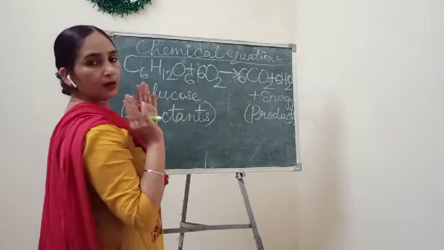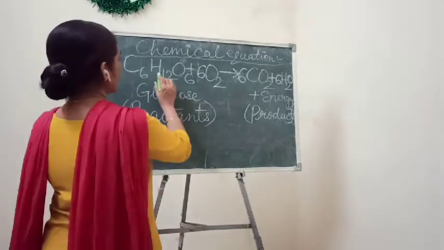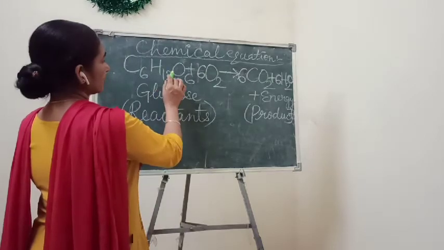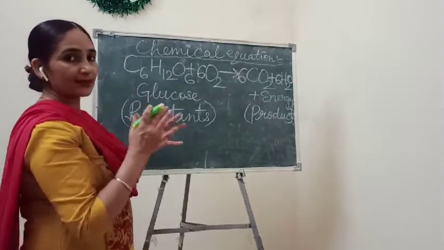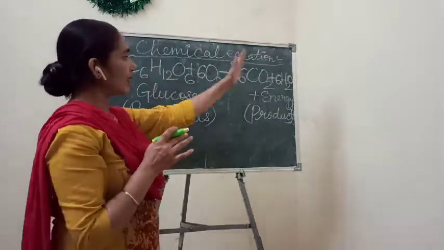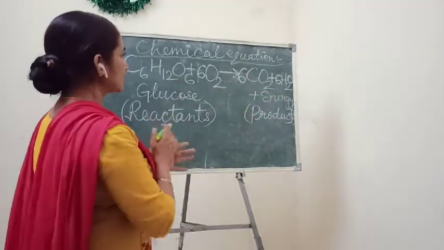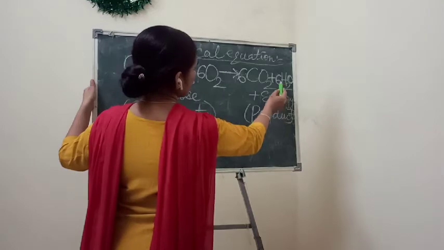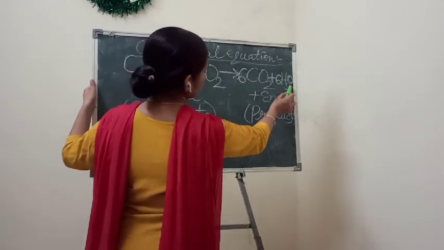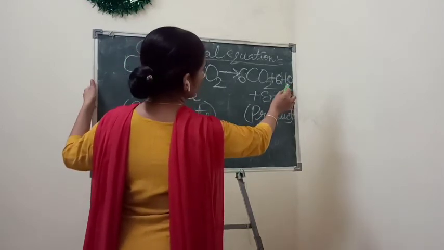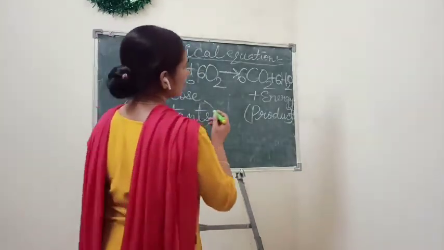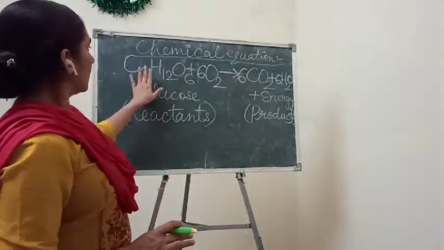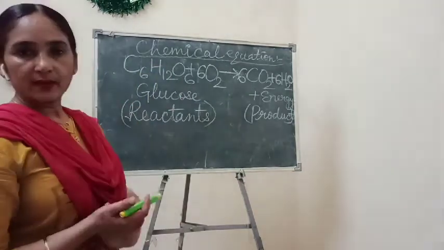So now hydrogen is left. So let's see the hydrogen. Here hydrogen are 12. So we should check that hydrogen should be 12 on that side also. So let's see how many hydrogen are there. 6 plus 6, 6 2s are 12. So here hydrogen are also balanced.